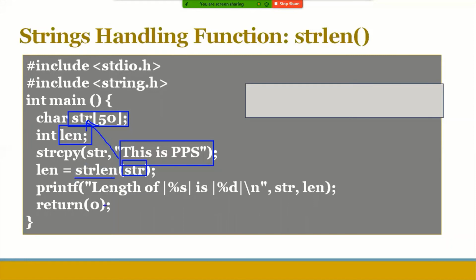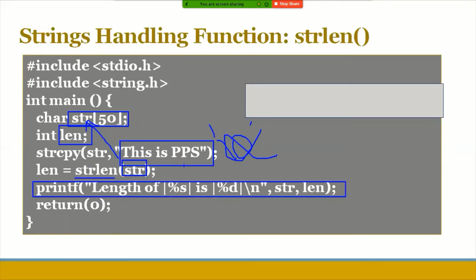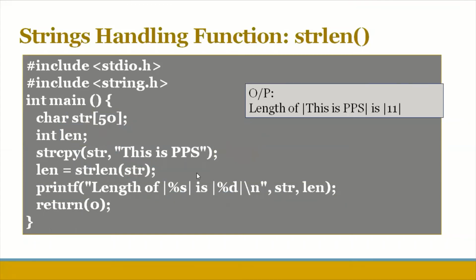So this strlen function takes responsibility to find the length of the string. So 1, 2, 3, 4, space, 5, 6, 7, and space, 8, 9, 10, 11. So 11 is the length of the string, but a backslash 0 is also there. This backslash 0 will be ignored. If we execute this particular program, this printf statement takes responsibility to display not only this is pps string, but also its length. Now we execute this particular program. If we execute, we will get the length of this pps is 11.